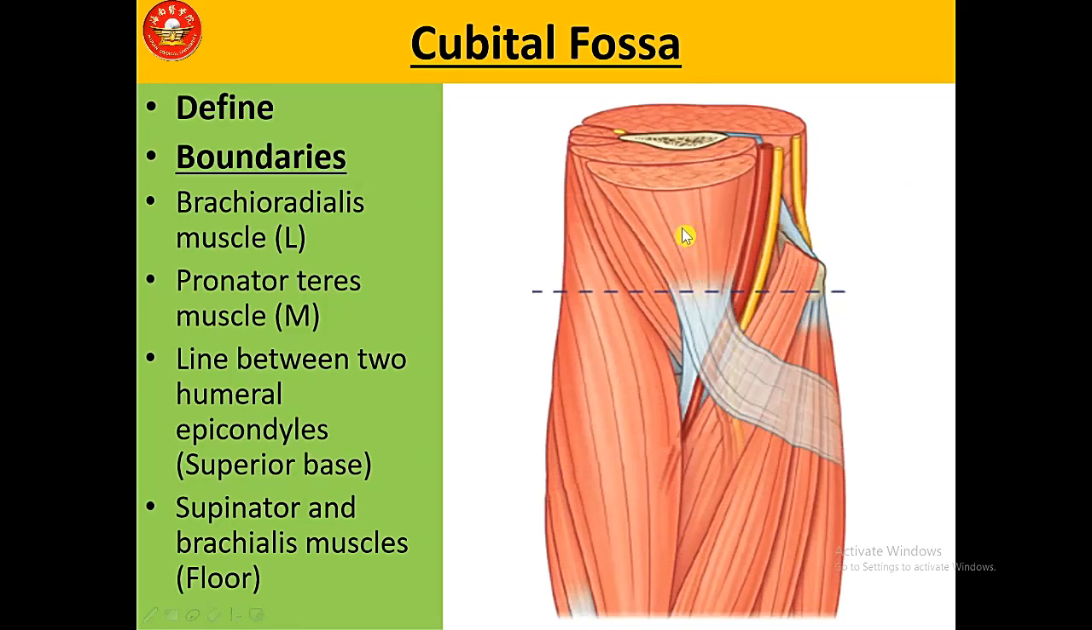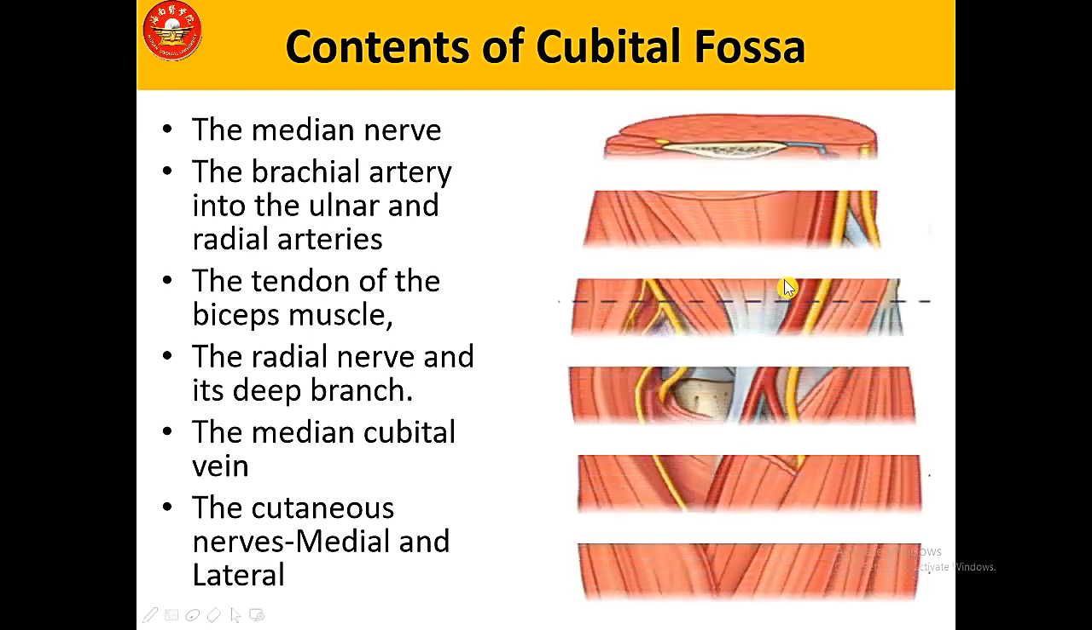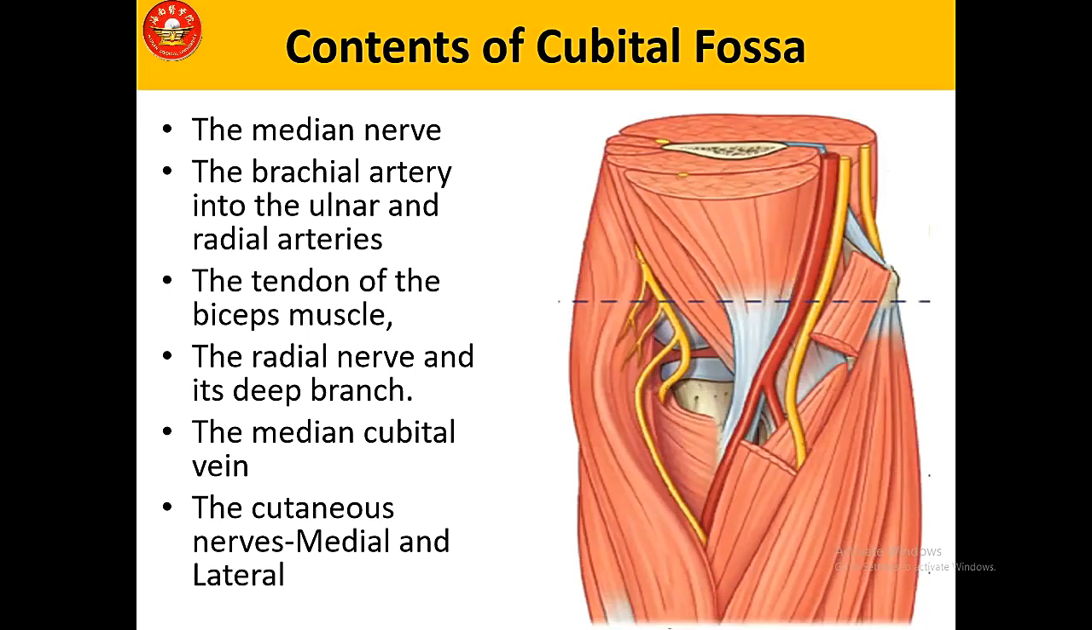In this diagram we have the content. Now we can talk about the content of the cubital fossa. We have the median nerve, and here the brachial artery, which is going to terminate and divide into the radial and the ulnar artery. The tendon of the biceps muscle, and here the radial nerve and its branches.